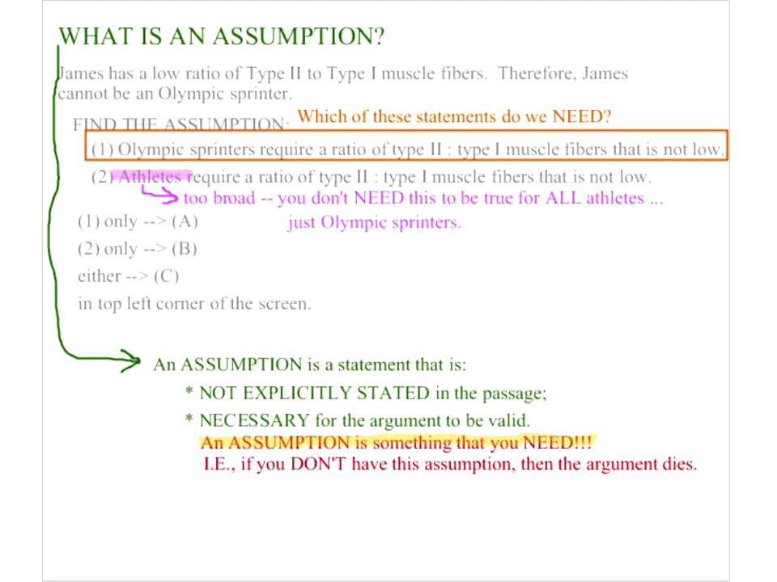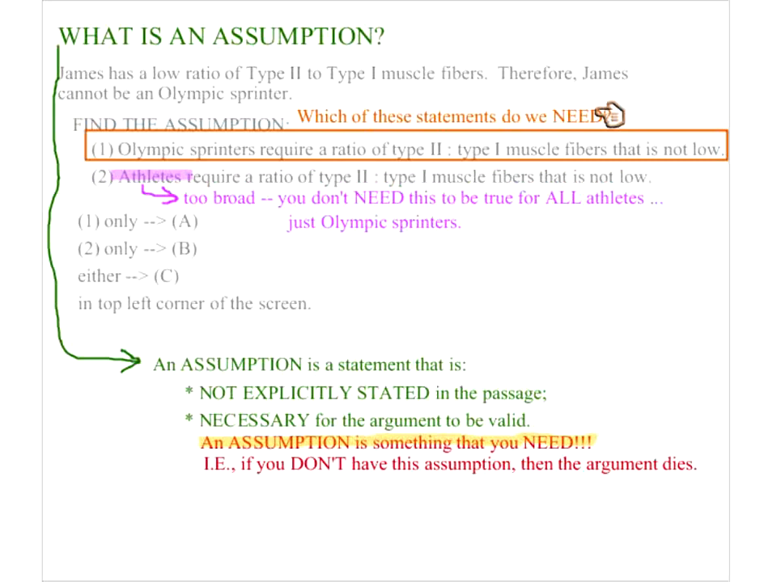The difference I want you to notice is that if this were a strengthen the argument type question, then number 2 would also be okay. Because if number 2 were true, it would be wonderful. If it were true that all athletes require such a ratio, then this argument would work. But it's not an assumption because it's not something that must 100% be true. On the other hand, number 1 is an absolute requirement. If number 1 is not true, then the argument goes by the wayside.